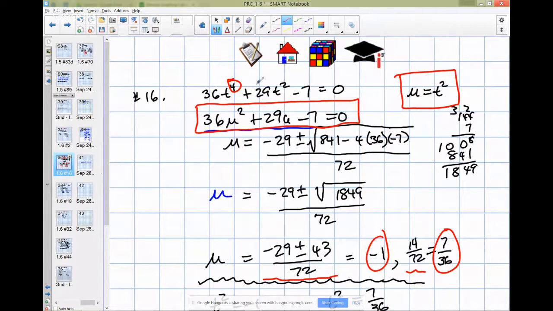If this was cubed, because if you said u equals t squared, then you'd have to write 36u to the 3/2, and we don't want that. That's not going to help us. You're right, it only works when it turns out to be a quadratic. That's a good point. Let's do another one.